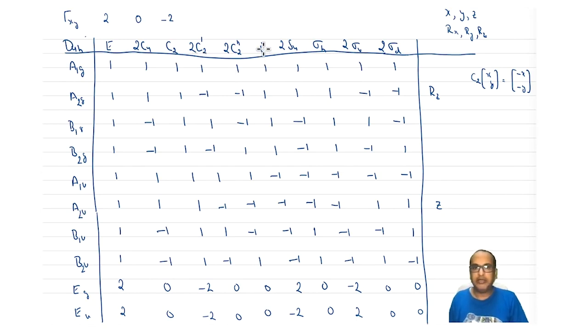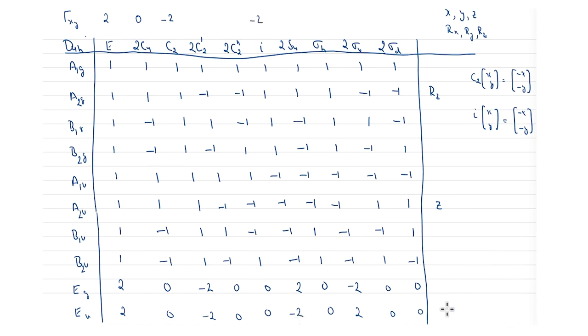Actually, we should directly see for I, because I and sigma H are the only ones which differentiate between the two. So let us see the character under I. If I is applied to XY, what happens? X goes to minus X, Y goes to minus Y. So it should be minus 2, right? That means I can already see that EU will be the representation based on the characters under I, right? So EU will be the representation where XY together will be the basis.